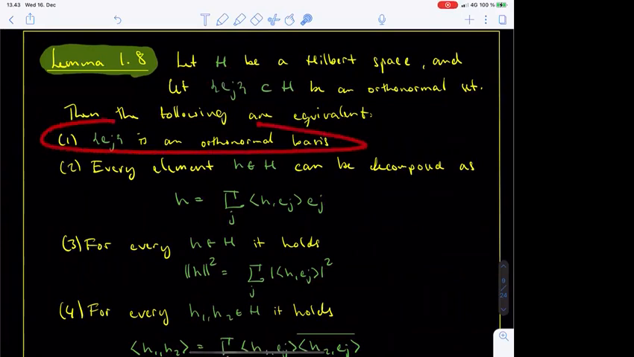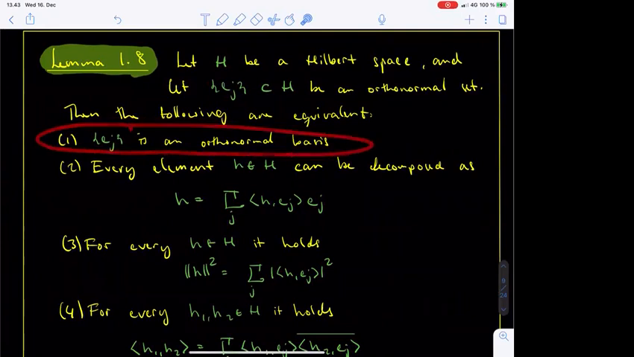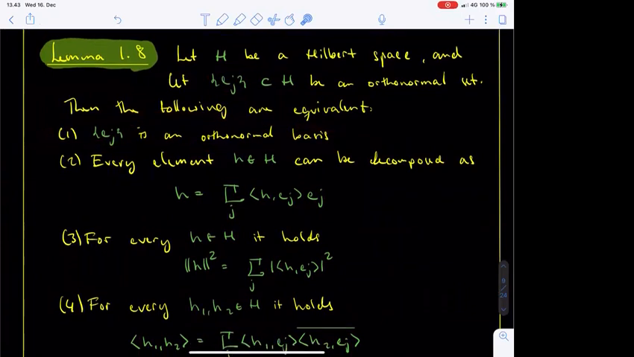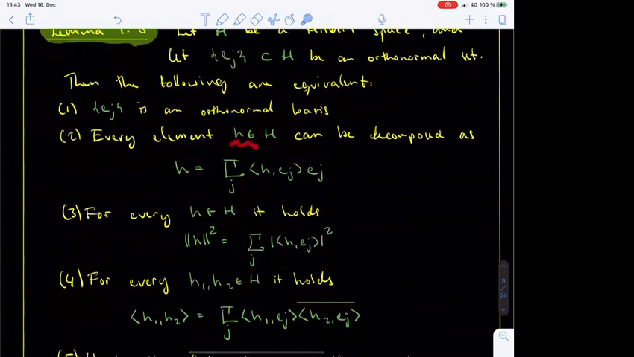The first condition is the one which we are actually interested in. Ej forms an orthonormal basis of H. The second equivalent condition states that every element h in H can be decomposed as follows. h equals the sum over the j's of the inner product of h with Ej times Ej. Now if H was the space L2 of T and the functions Ej were the complex exponentials, then this formula would exactly say that every function in L2 has a convergent Fourier series expansion.